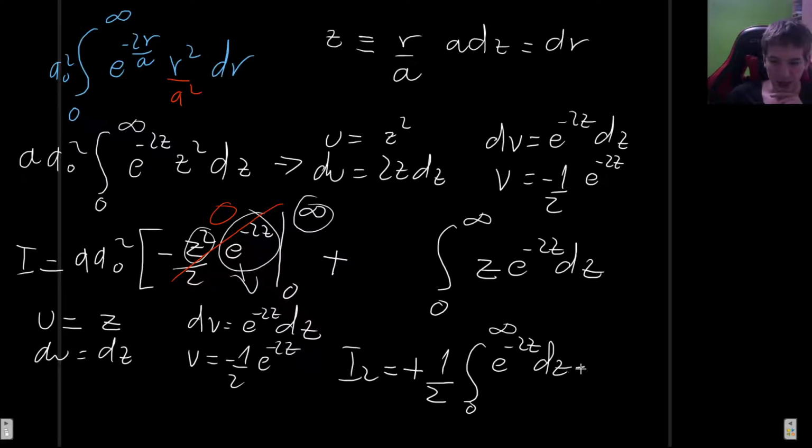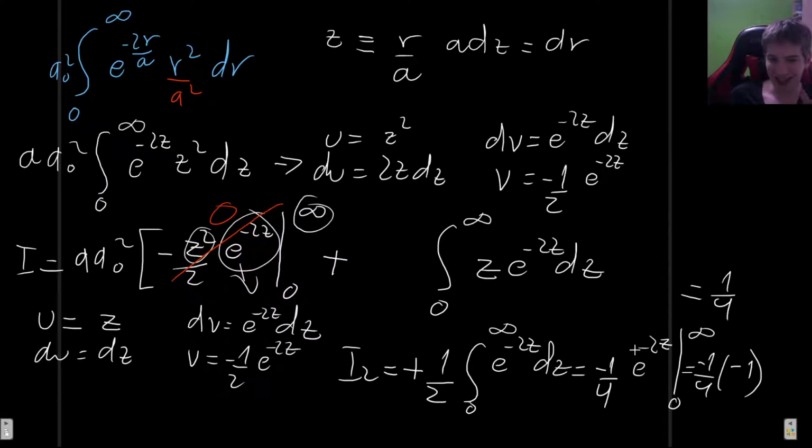So when we integrate this, we're going to get minus 1/4, because 1/2 from here and 1/2 when you integrate this, times e to the minus 2z evaluated between 0 and infinity. But at infinity, this goes to 0. So the first part will be 0. So we get minus 1/4 times minus 1. So this will just be 1/4.